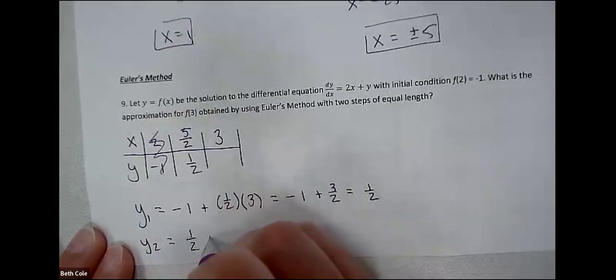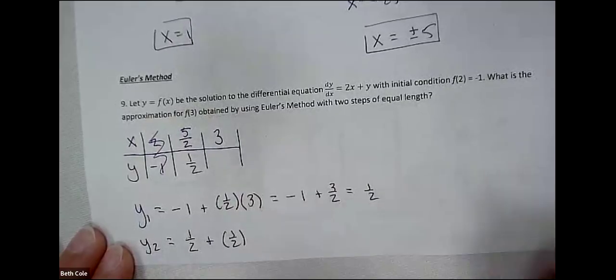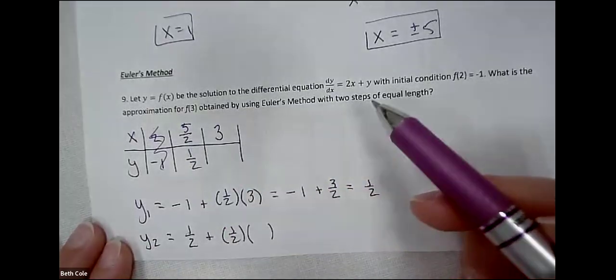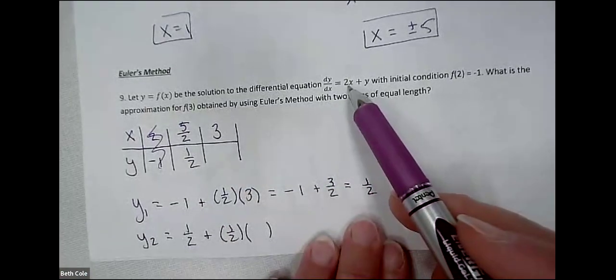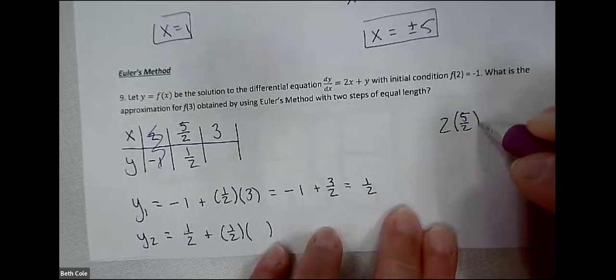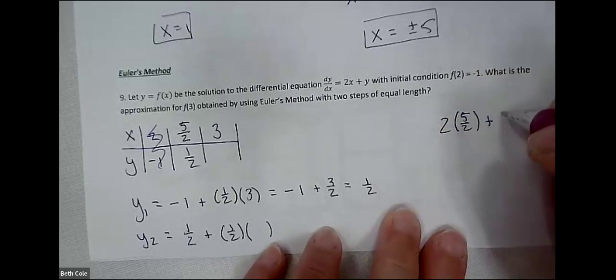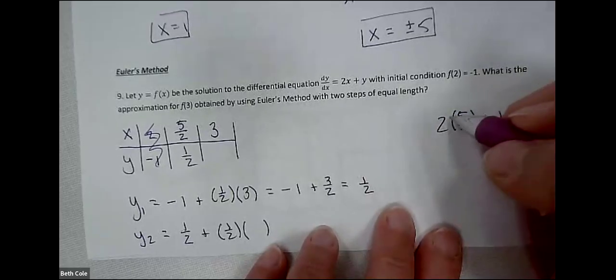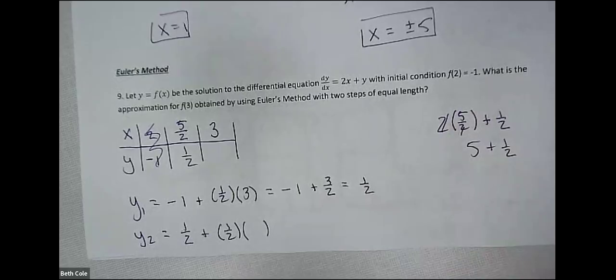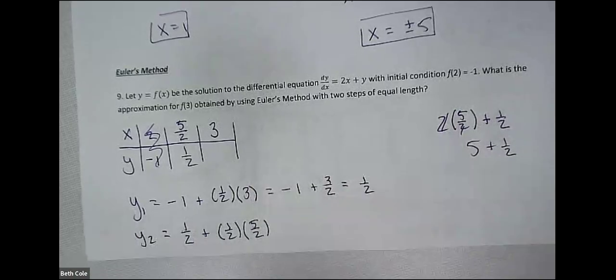So it's going to be a half plus our step size, which is a half, and then the derivative at this point. I'm going to do a margin problem for that. I'm going to plug in 5 halves for x, and then plus the 1 half for y. So these 2's are going to cancel. We're going to get 5 plus a half. So 5 and a half goes right here. I thought I was done for a second, but no. Now I have to sift through this.